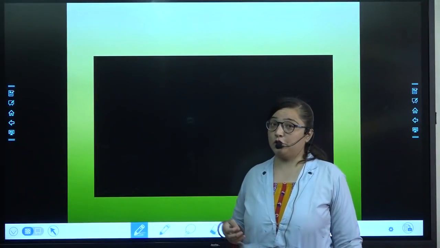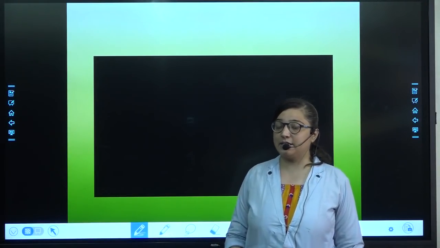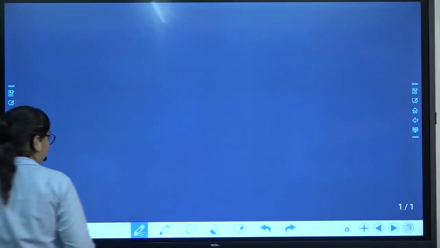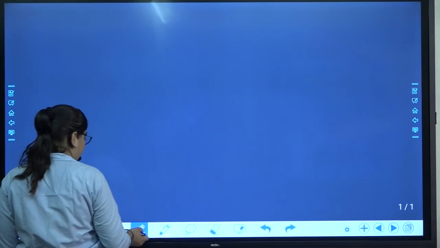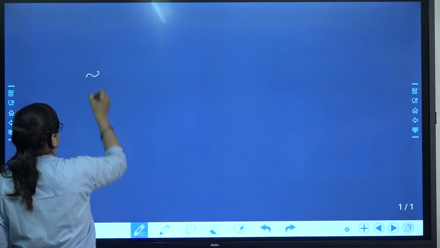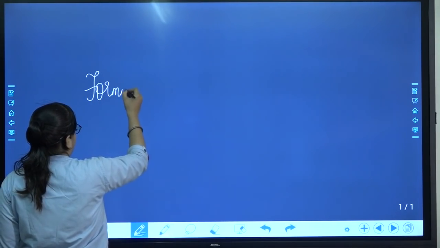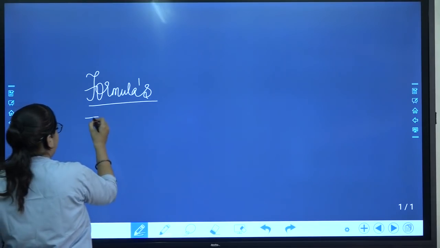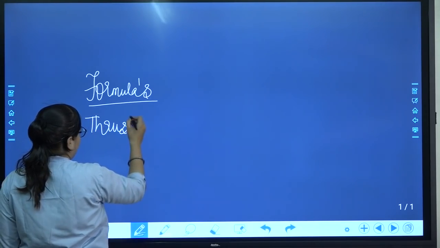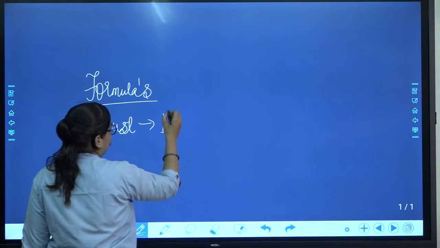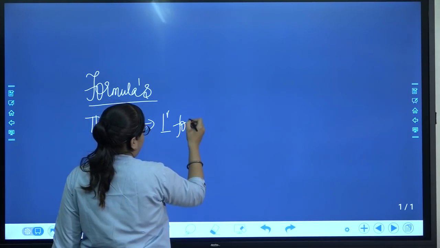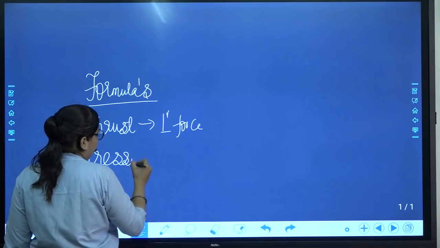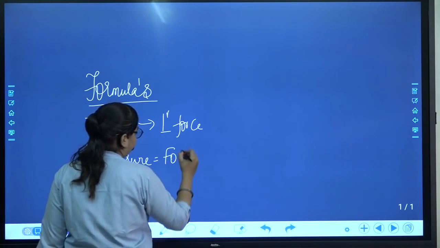Now before we move further to the next part, let us see some of the basic formulas of this lesson. For buoyancy, basically you know that thrust is force in the perpendicular direction. Then what is pressure equal to? Pressure is equal to force upon area.